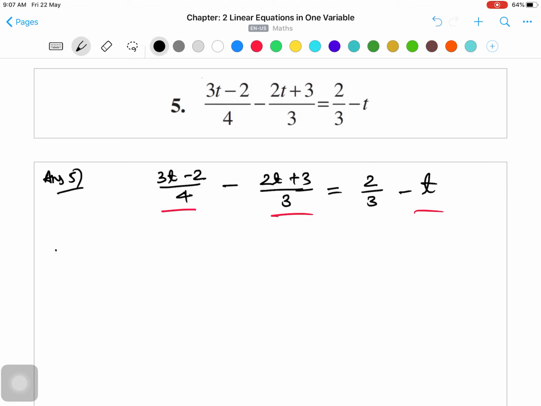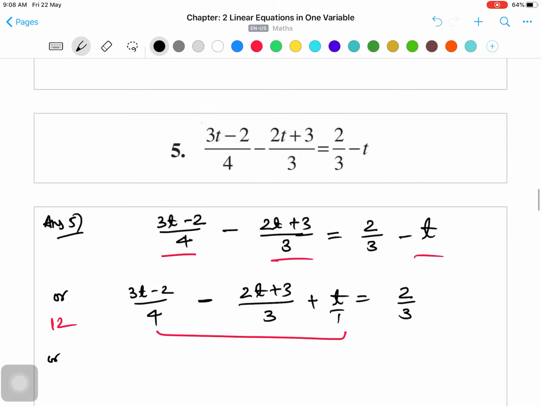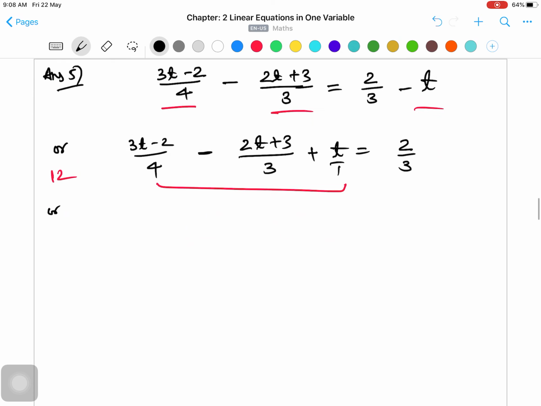So this will be 3t minus 2 by 4, then we have minus 2t plus 3 by 3, and this minus t will become plus t on the left hand side. On the right hand side we have 2 by 3, or assuming 1 here, the LCM of these three numbers 4, 3 and 1 is 12. Okay, so we'll write the common base which is 12.